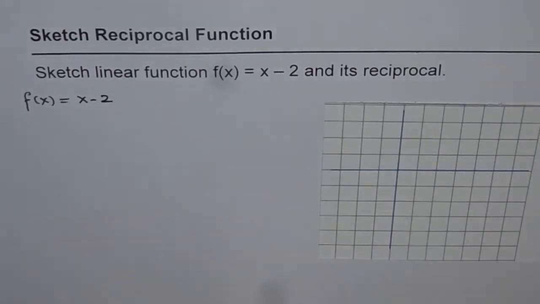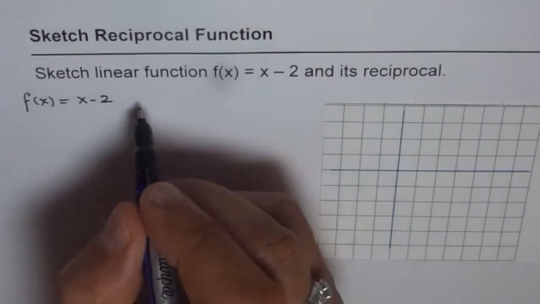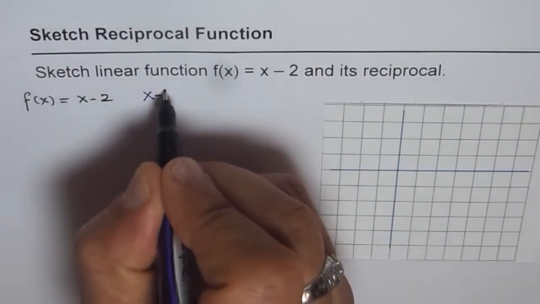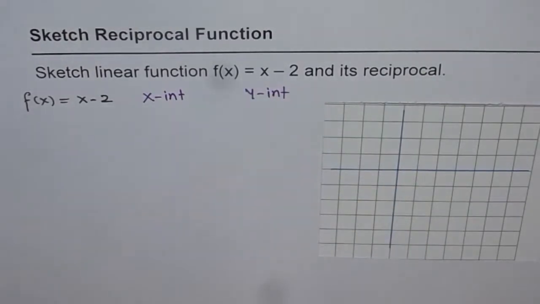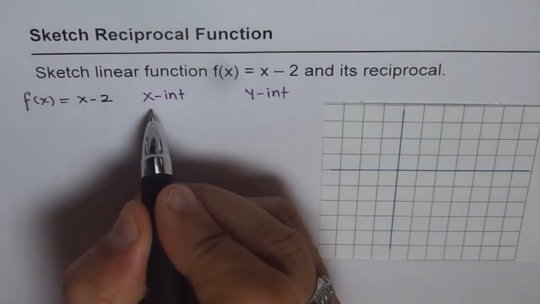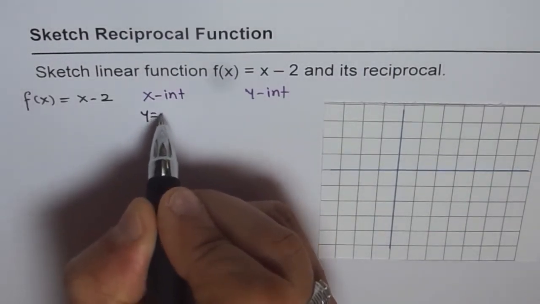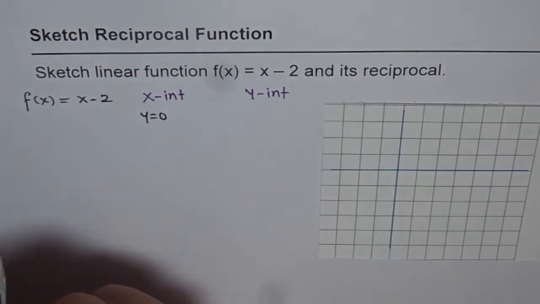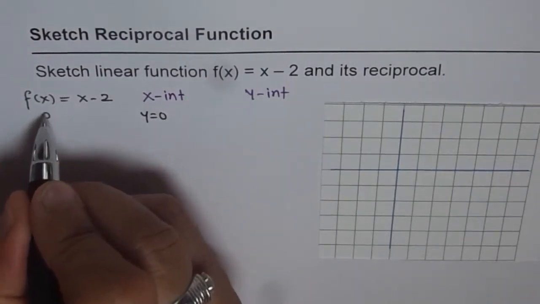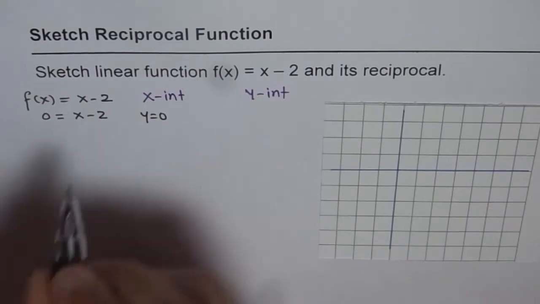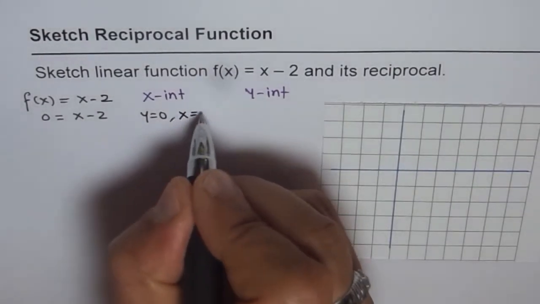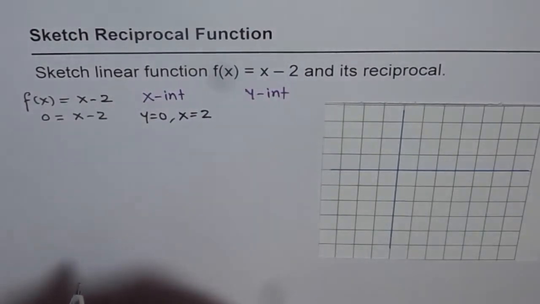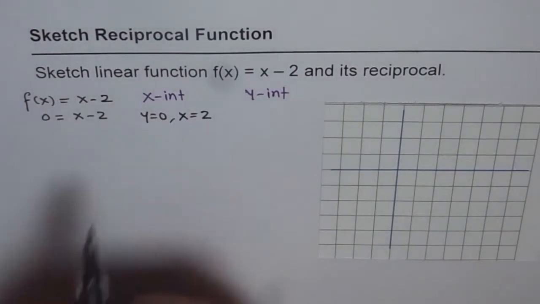Now to sketch a linear function, we can adopt two methods. One is to find the x and y intercepts. The x-intercept is a point where y equals 0. So if you put y equals 0 in the equation, what do you get? We get x - 2 = 0, and from here we get x equals 2. So that is the x-intercept.